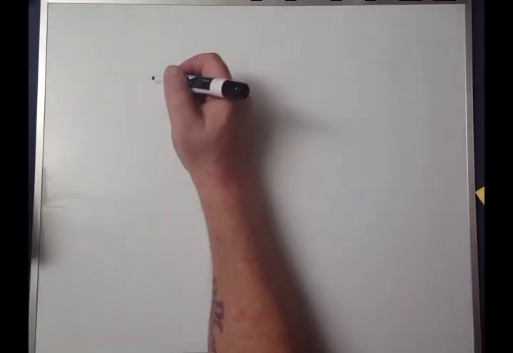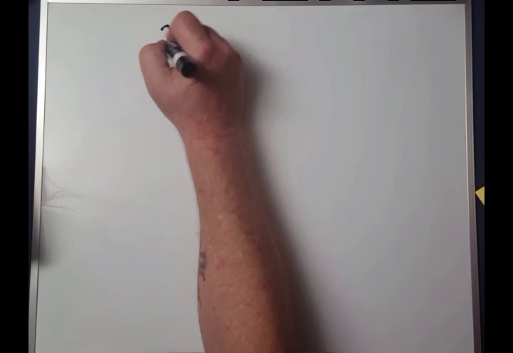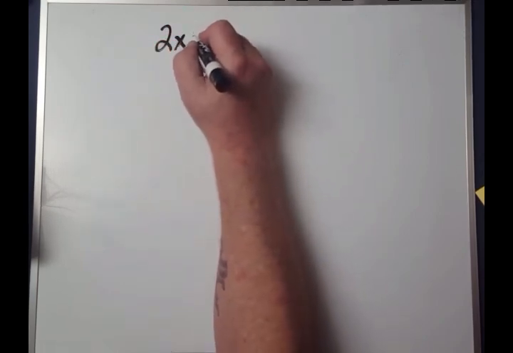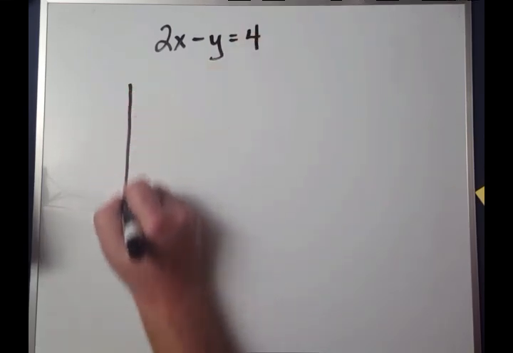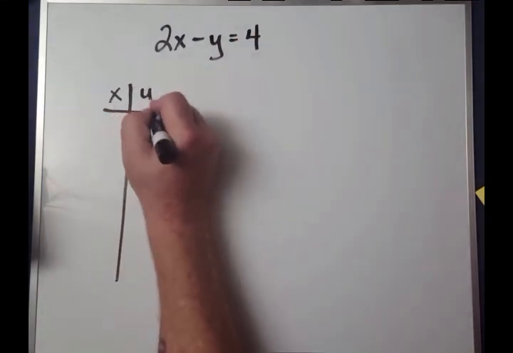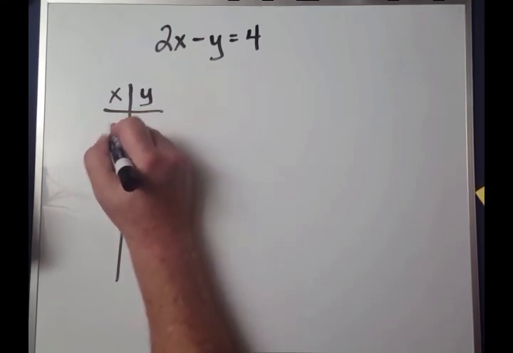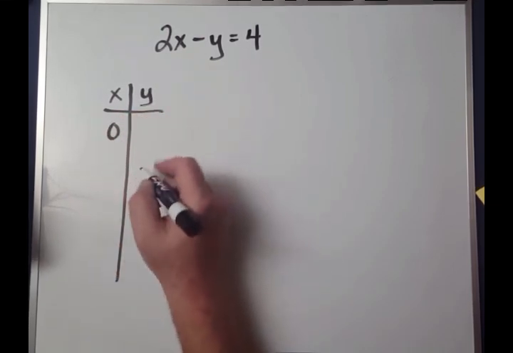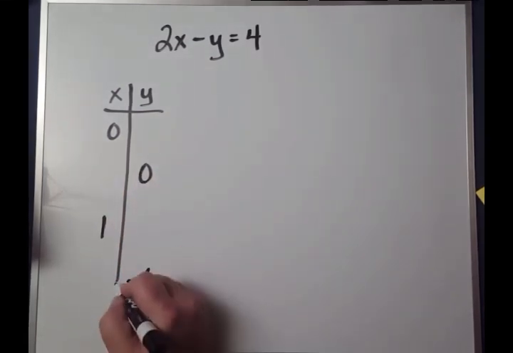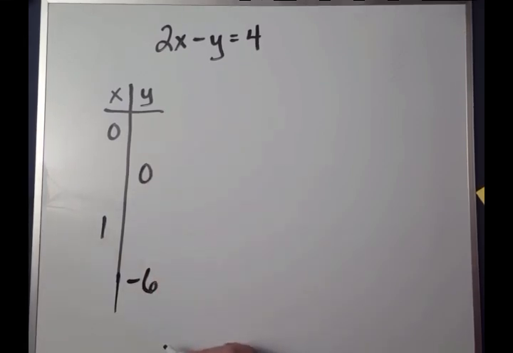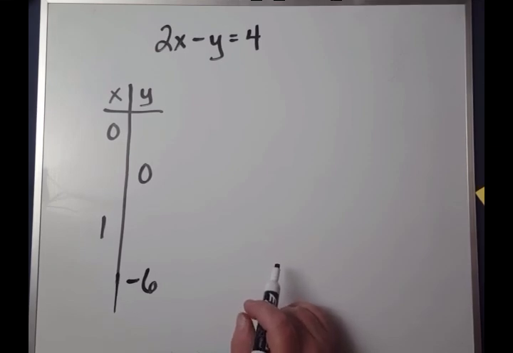Number 72 says complete the table of values for each equation, then plot and label the ordered pairs. The equation is 2x minus y equals 4. The table that they've given me, we're looking for 4 different ordered pairs: (0, what), (what, 0), (1, something), and (something, -6). Once we find these 4 ordered pairs, we want to plot them on a coordinate plane.